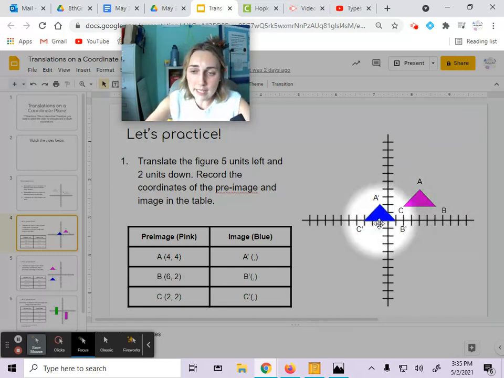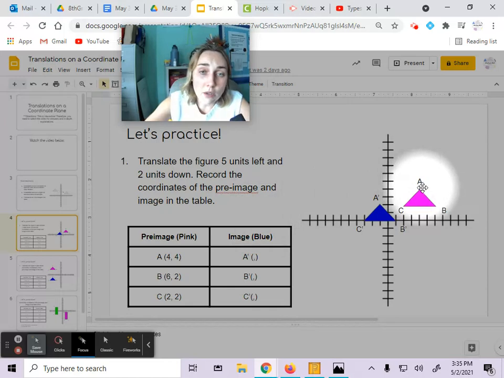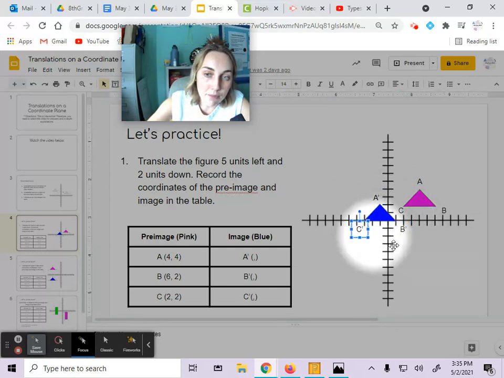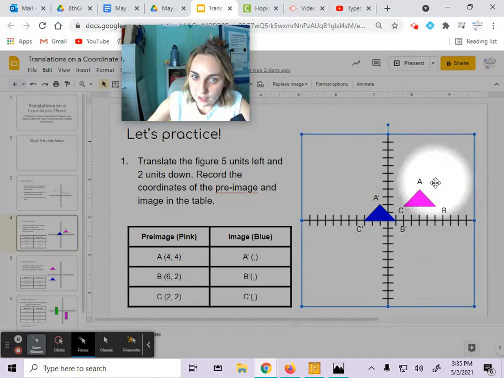So again, if we look at our pre-image, which is the pink, we know this is the pre-image because it does not have the apostrophe next to the letters, okay? After we move it, that's when the apostrophe appears there. And remember, that apostrophe is called a prime. So this would be called A prime, this is B prime, and this is C prime, okay? But anyway, let's go back.